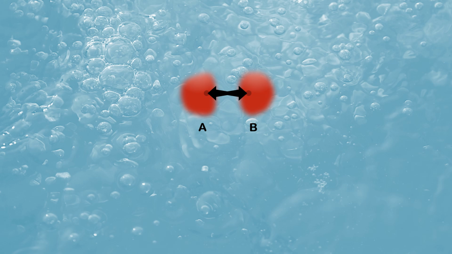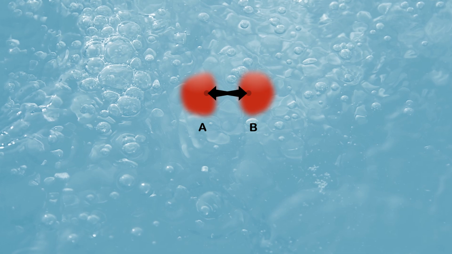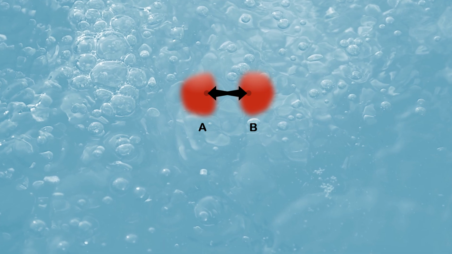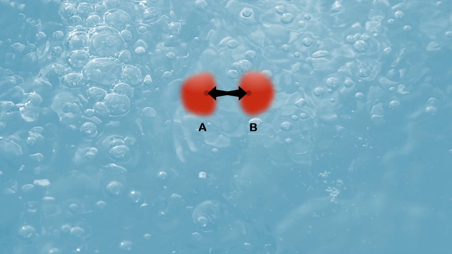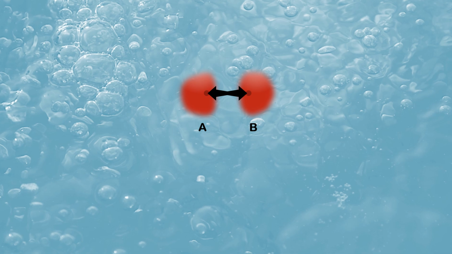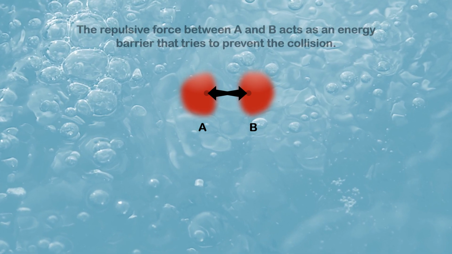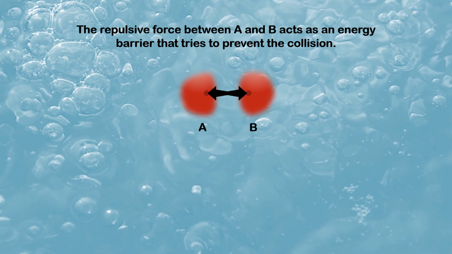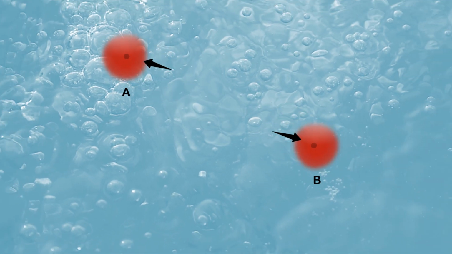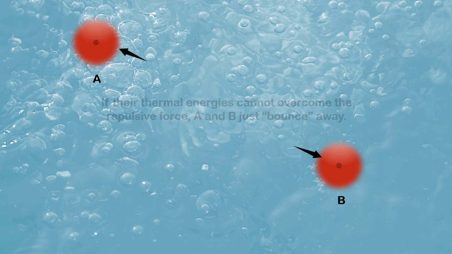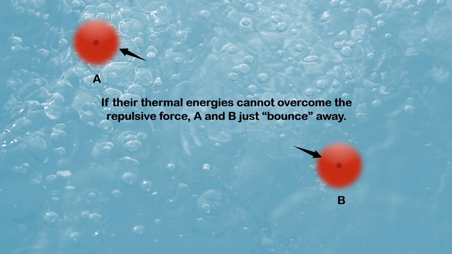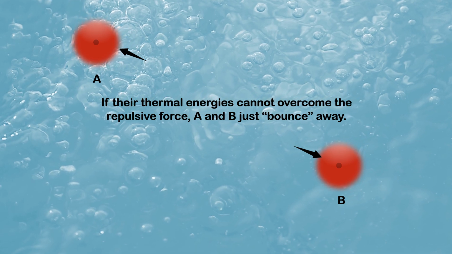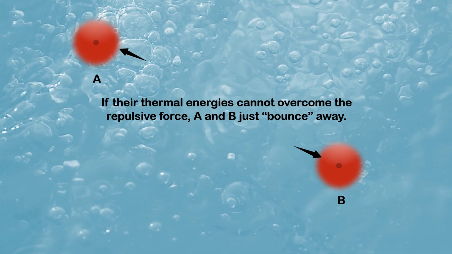As A and B come together, the repulsive force between their negative electron clouds becomes stronger, slowing their approach and pushing their electron clouds away from each other. The repulsive force acts as an energy barrier that tries to prevent the collision. If their thermokinetic energies cannot overcome the repulsive force, A and B just bounce away from each other and continue their random motions.